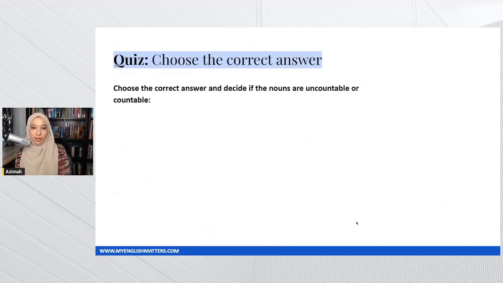All right. Now, this is your turn. You're going to answer these. Choose the correct answer and decide if the nouns are uncountable or countable based on what we have just learnt. Number 1, the student or the students are studying for their exams. The student or the students are studying for their exams. And decide whether the nouns are uncountable or countable.